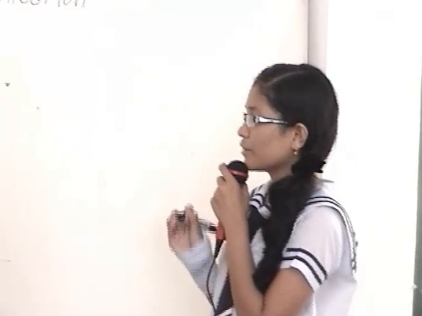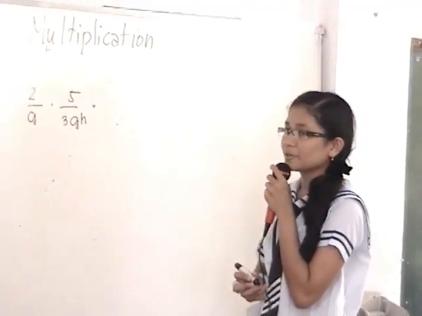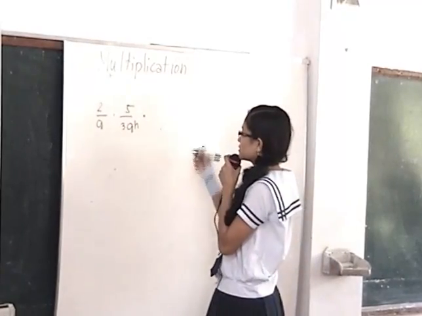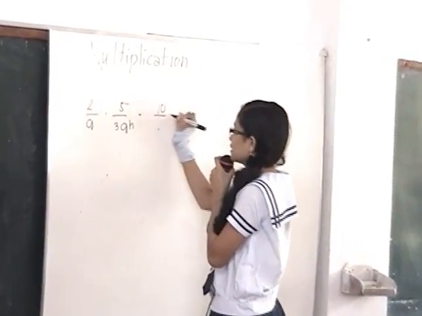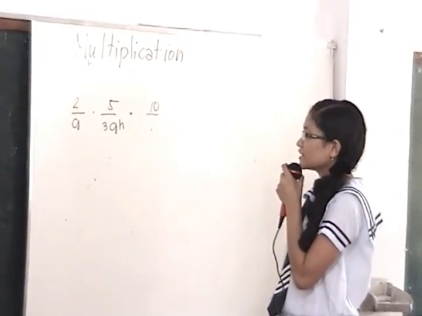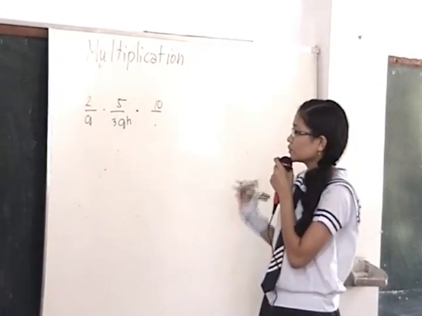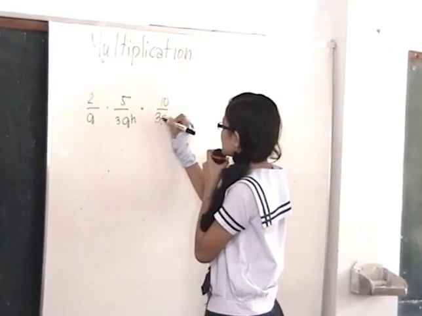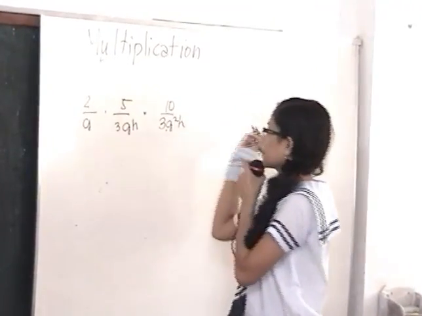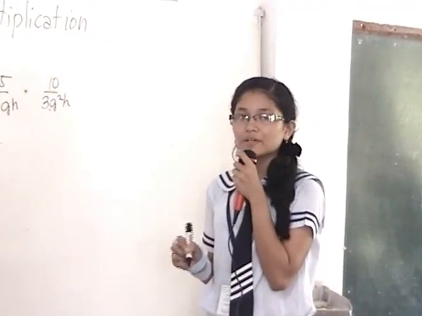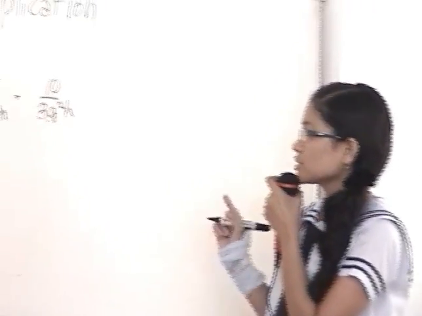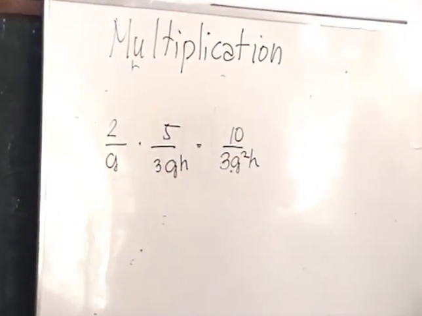To multiply expressions, we need to multiply first the numerators of both expressions, which is 2 times 5 is equal to 10. And multiply also the denominators of both expressions, which is g times 3gh is equal to 3g squared h. This result cannot be simplified further because there are no common factors in the numerator and denominator, so 10 over 3g squared h is the product of this expression.